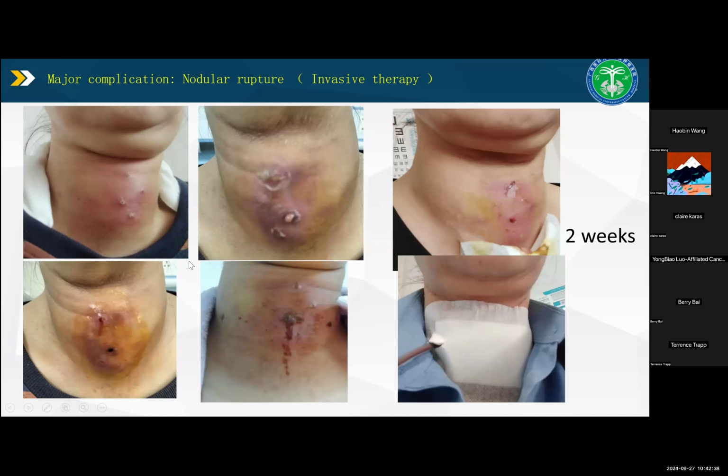So after the rupture, we advised the patient to undergo dressing change and anti-inflammatory treatment. After about a week of anti-inflammatory treatment, the patient's symptoms improved significantly. But in the end, the patient still chose surgical treatment in other hospitals, and we also feel that this is a pity.